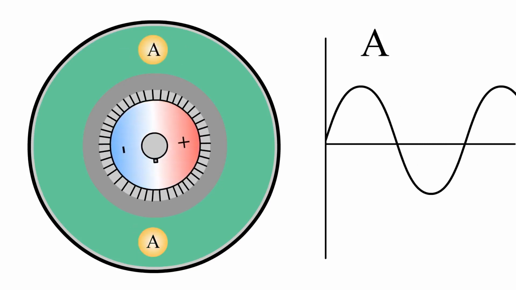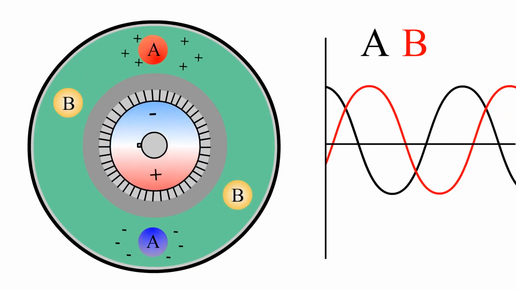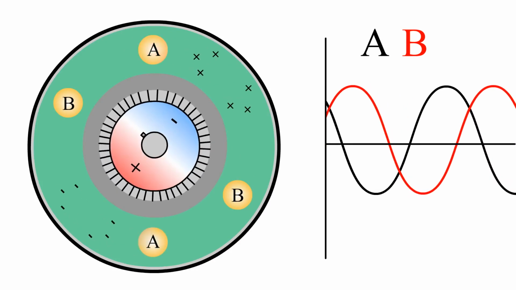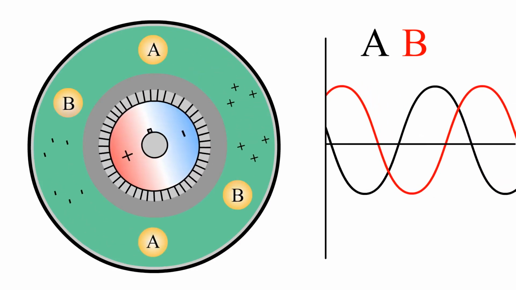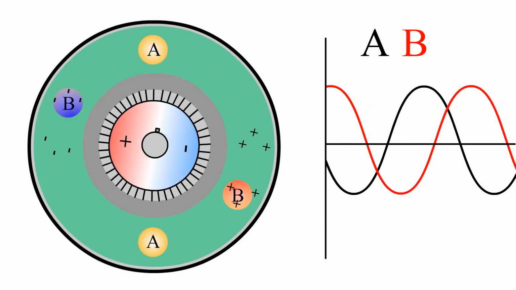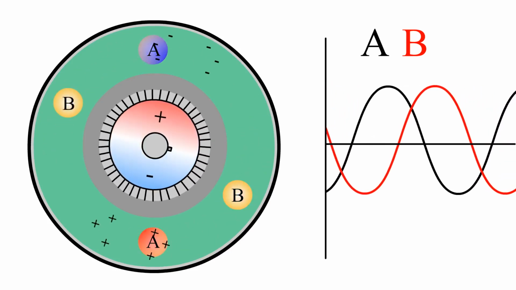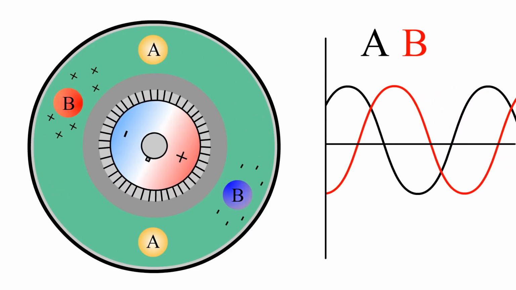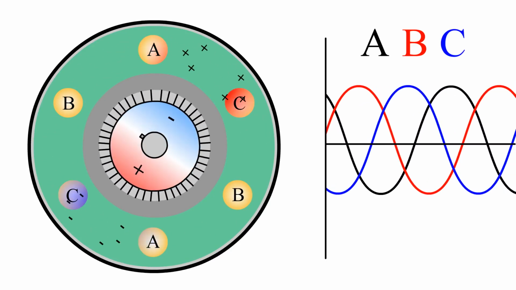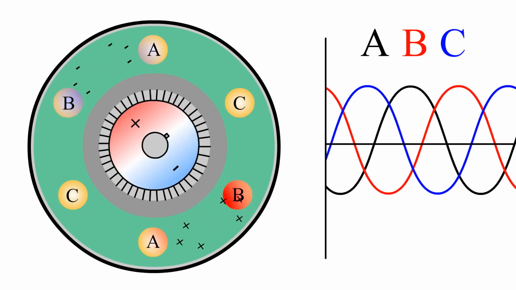Let's add in the B phase. I'll slow it down so you can see that as the A phase loses strength, the B phase gains strength and keeps the magnetic field moving. To make it nice and smooth, let's add in the C phase, which fills in the gaps when the A and B phases lose strength.